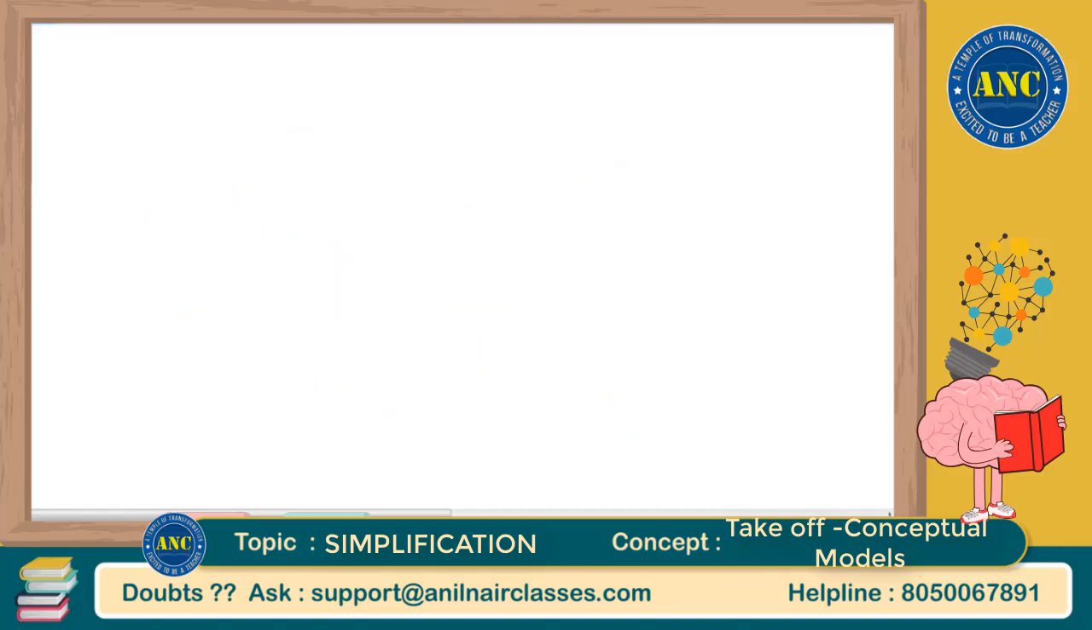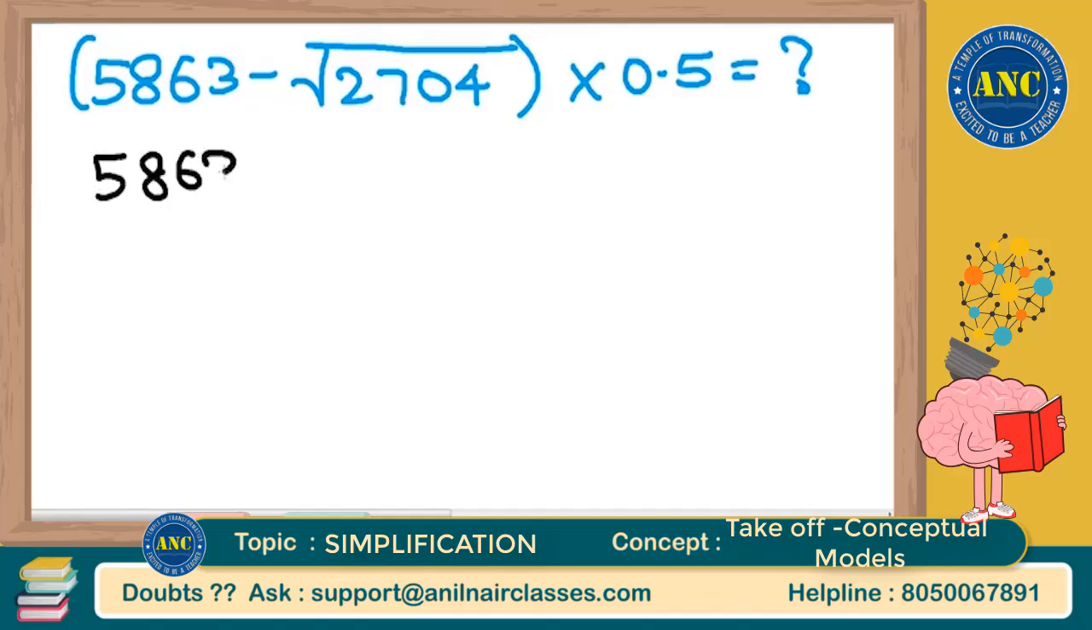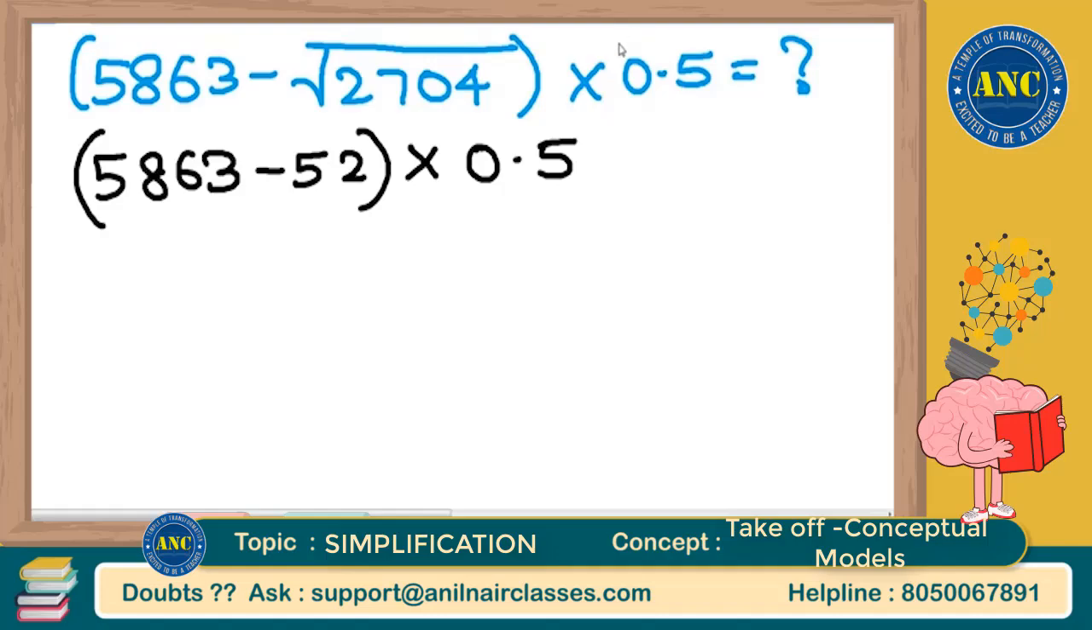Idea clear, sir? Suppose for example 5863 minus square root of 2704 into 0.5 is equal to question mark. Same logic I will implement. 5863 minus square root of 2704, I already taught you, which I will not teach you again, into 0.5. Now same logic again I will implement.